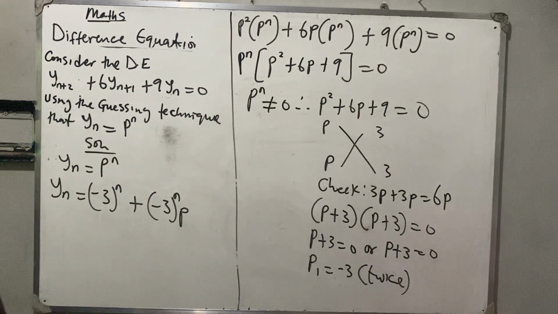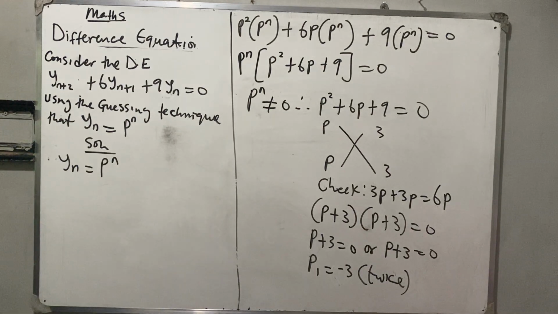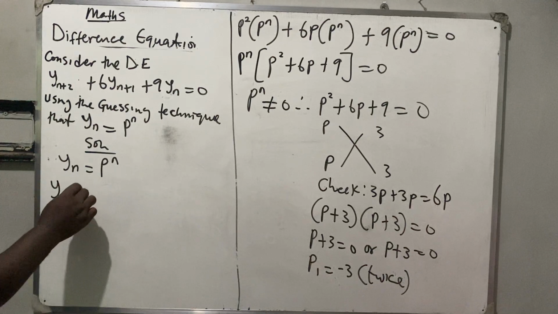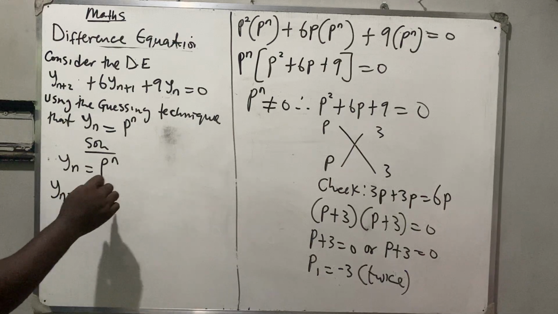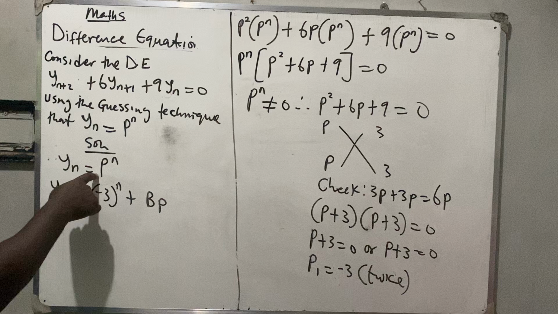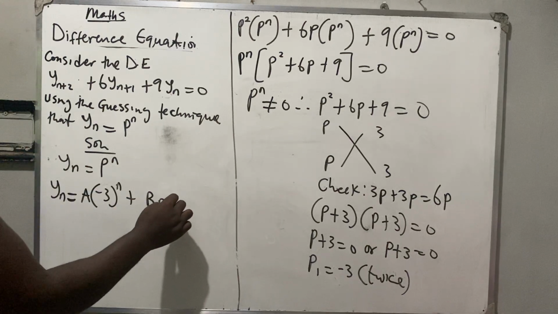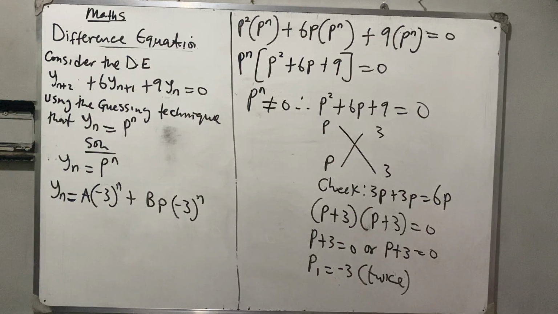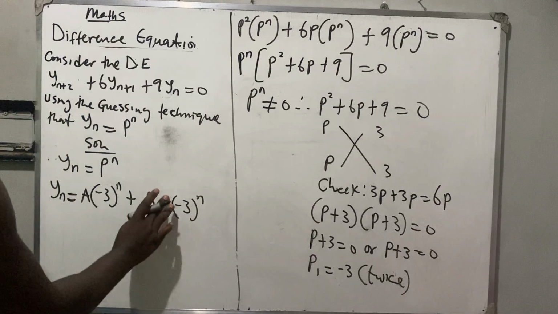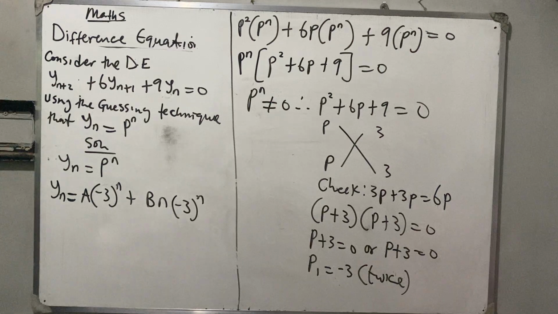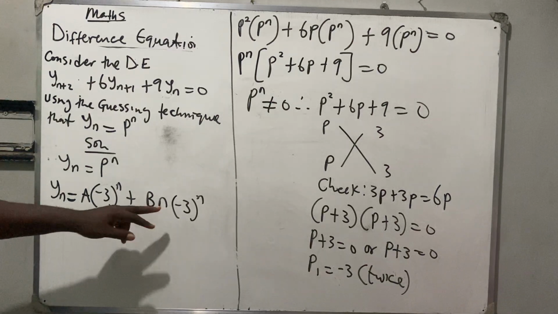Okay, I forgot our arbitrary constant. Sorry. So with our arbitrary constants, we have that y_n should be equal to A into minus 3 raised to power n plus B p, then I have the same minus 3 raised to power n. I added this because they have the same solution. Is it p or n? Sorry, the subscript n is what we're adding, not p. The independent variable is what you're supposed to add.